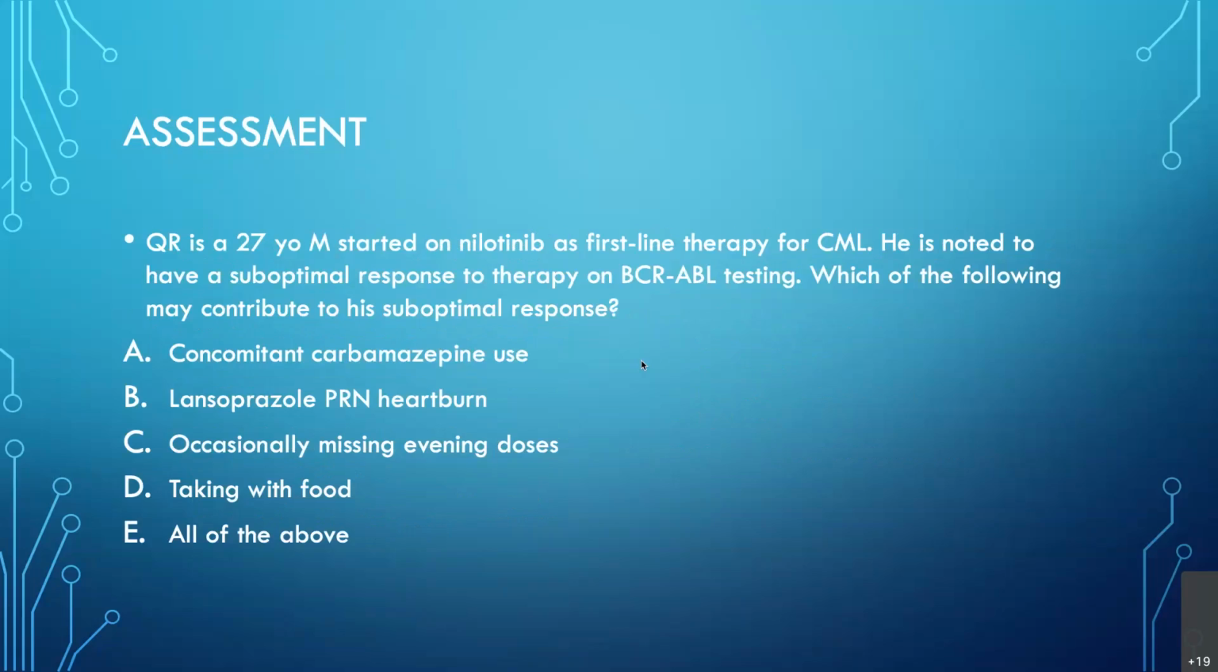QR is a 27-year-old male starting nilotinib as first-line therapy for CML. He is noted to have a suboptimal response to therapy on BCR-ABL testing. Which of the following could contribute to a suboptimal response? Could it be A, concomitant carbamazepine use, B, lansoprazole as needed for heartburn, C, occasionally missing an evening dose, or D, taking with food, or E, all of the above?